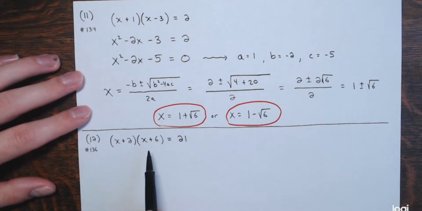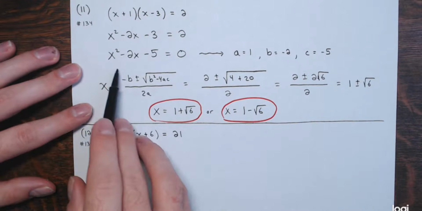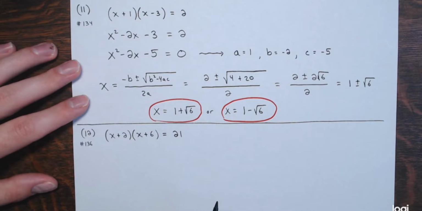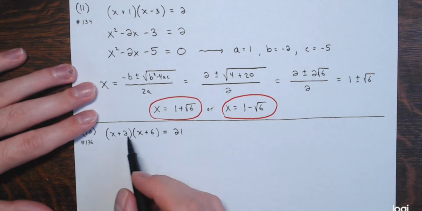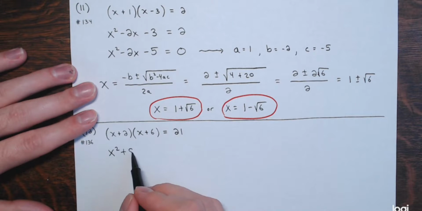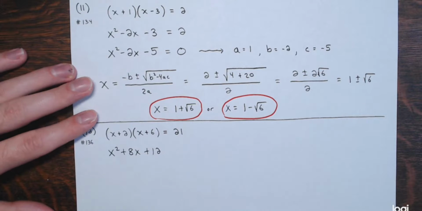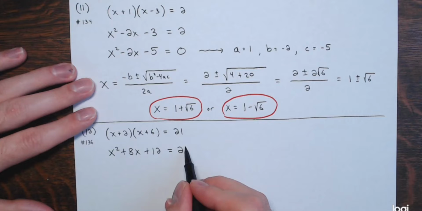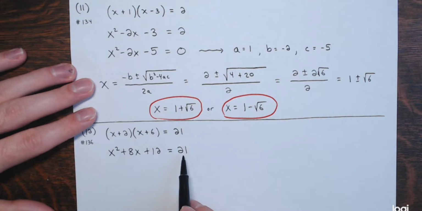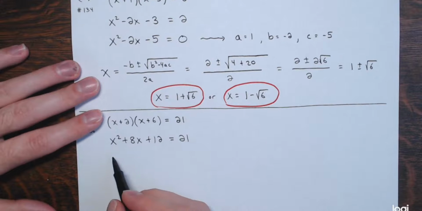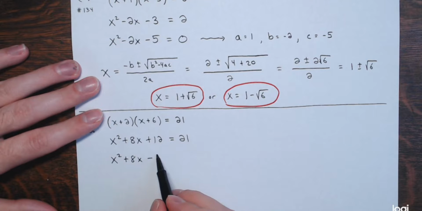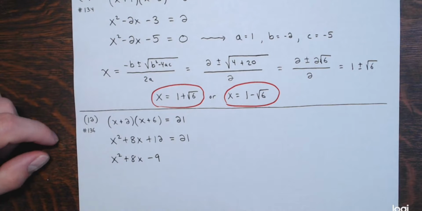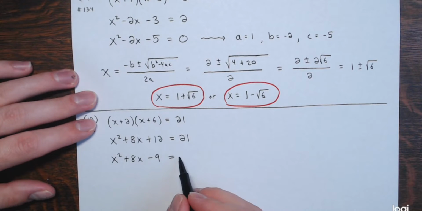Same deal as number 11. This is definitely not in the form that I need it to be in order to use the quadratic formula, so I need to put it in that form. I'm going to multiply this left side out. x plus 2 times x plus 6 would be x squared plus 8x plus 12, equals 21. And now I need 0 on this side, so I'm going to subtract 21. So that's x squared plus 8x, and then 12 minus 21 is negative 9, and then equals 0.